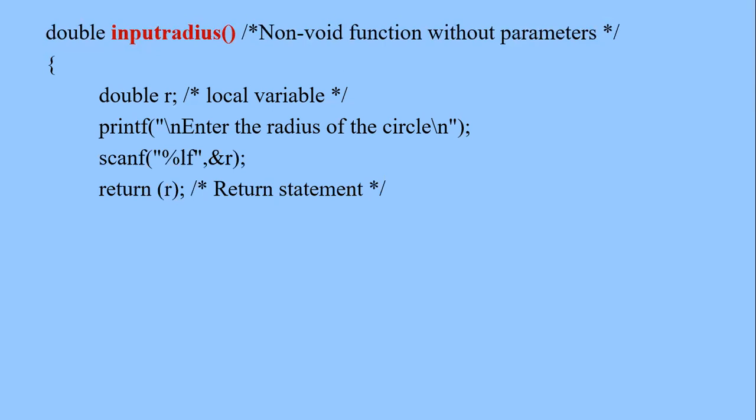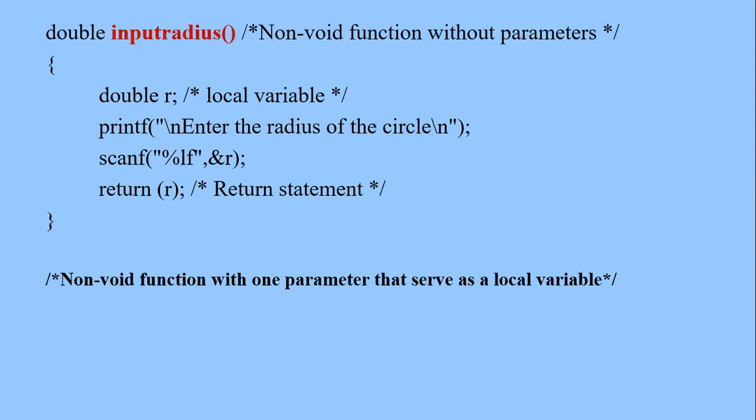So return R is called a return statement. Every non-void function in C will have a return statement, and the value that is being returned is what is in the memory enclosed in the parentheses after return. Like in this case, the value to be returned is the value entered in the memory location called R, which is the radius of the circle. And that is the end of that function. The purpose of this function is to prompt the user to enter the radius and then return that radius to the calling function.